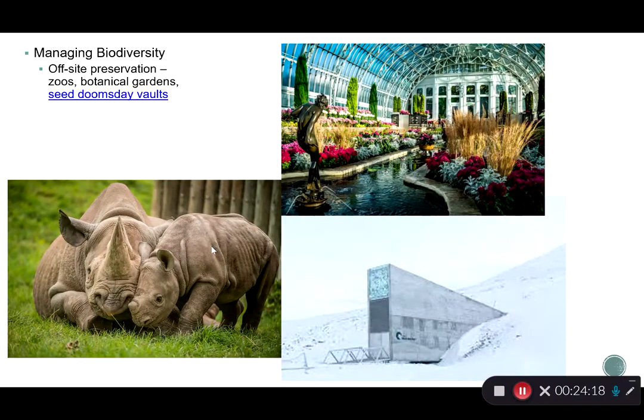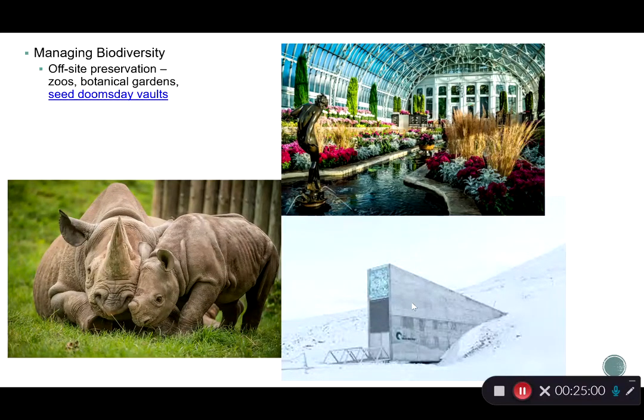Botanical gardens are the same thing for plants, right? They're maintaining species diversity. They're maintaining discrete populations of different species that can then be connected, interbred to maintain genetic diversity. And the seed doomsday vaults, there's a couple of them around the globe, and they are actually used to store particular seeds. So in the event of a global catastrophe, nuclear war, massive climate change, whatever it might be, we have a storehouse of seeds to rebuild agriculture and plant diversity.